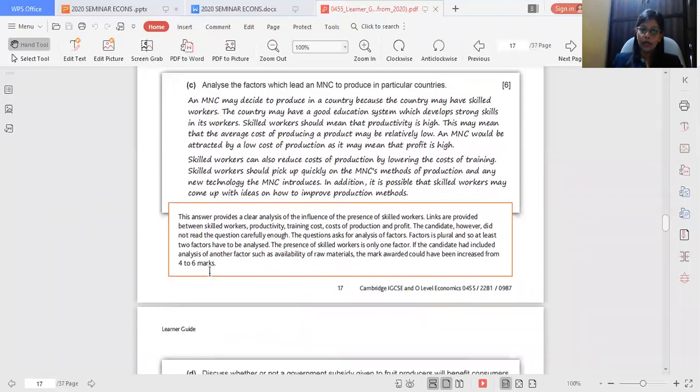So by reading, you can look into the comments. They say, these answers provide a clear analysis of the influence of the presence of skilled workers. Links are provided between skilled workers, productivity, training, cost of production, and profit. The candidate, however, did not read the question carefully enough. The question asks for analysis of factors. Factors is plural, and at least 2 factors have to be analyzed. The presence of skilled workers is only one factor. If the candidate had included analysis of another factor, such as availability of raw materials, the marks awarded would increase from 4 to 6.